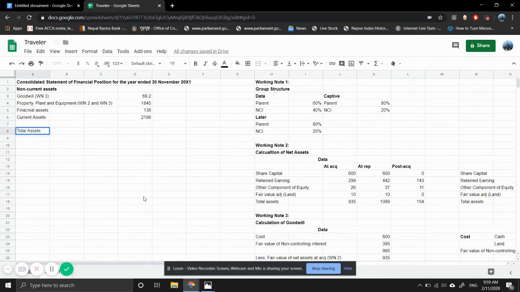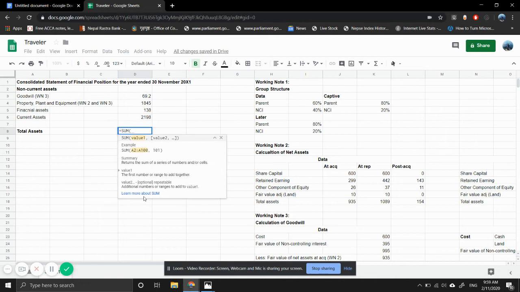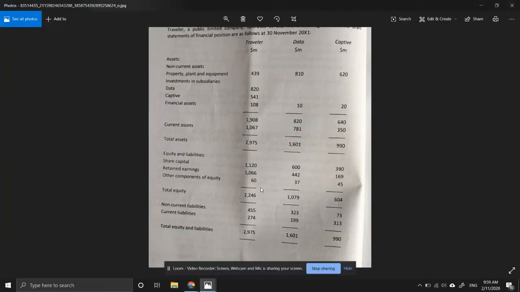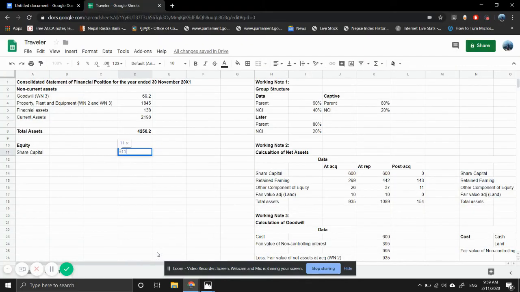Total assets will be, bolded, the sum of all this, right? So what about equity? In the equity section, share capital is only for the parent. We will only put it for the parent, right? 1120, and then retained earnings will be from working note number 5, right?